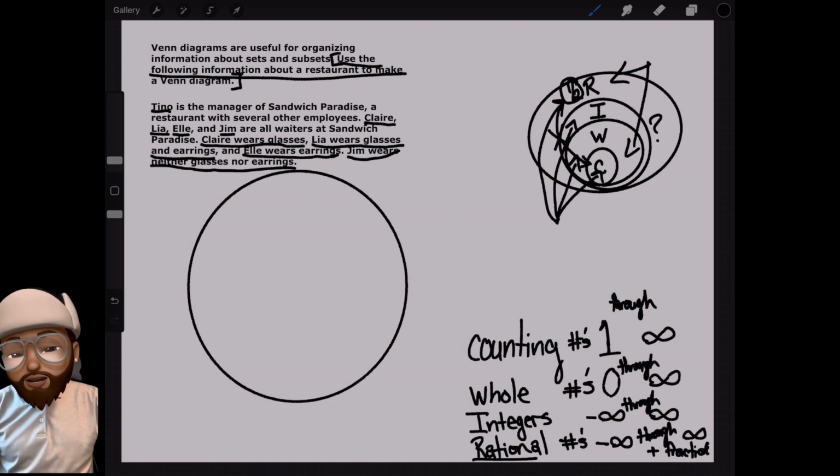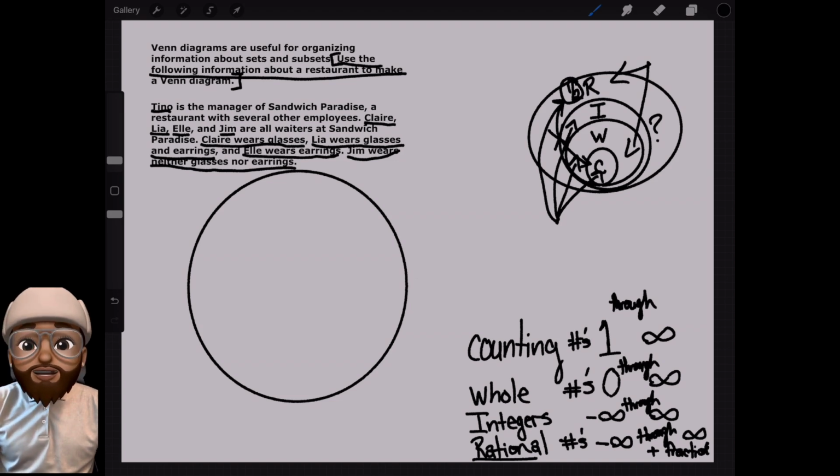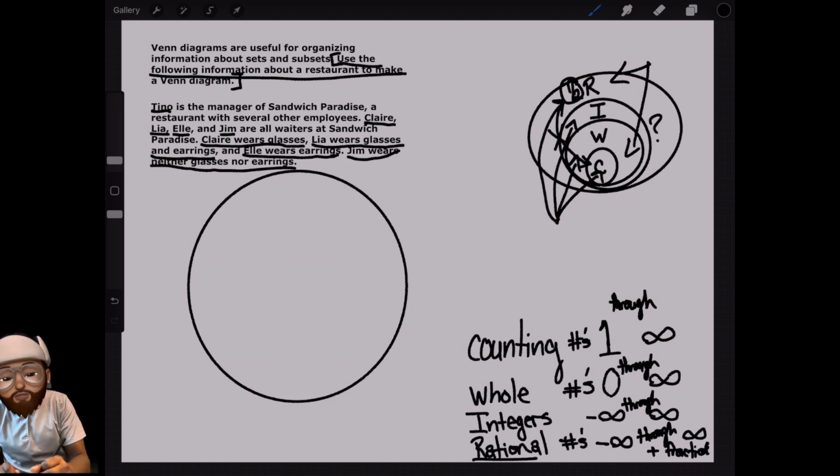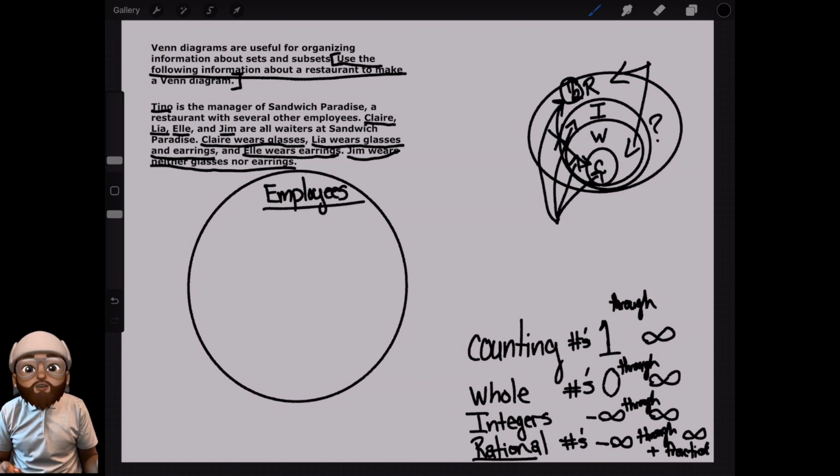So let's go ahead and make a circle that says employees. How about that? So this circle, let's put employees. And so with this circle being employees, we know that all the rest of the circles will fit in this circle because the information is about all of the employees that work here at Sandwich Paradise. So in the employee circle, we're going to go ahead and put Tino because this is the one thing that he has in common with the other employees there. So I'm going to go ahead and put Tino. And now we can keep going.